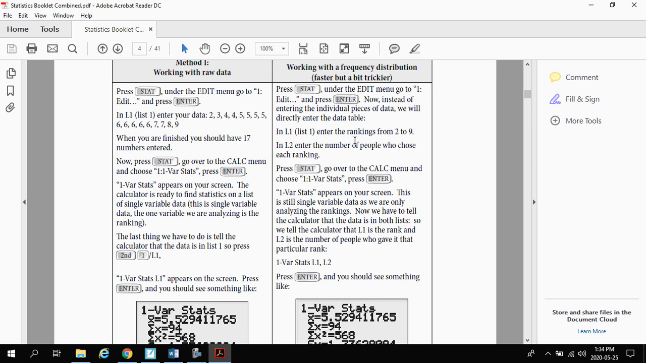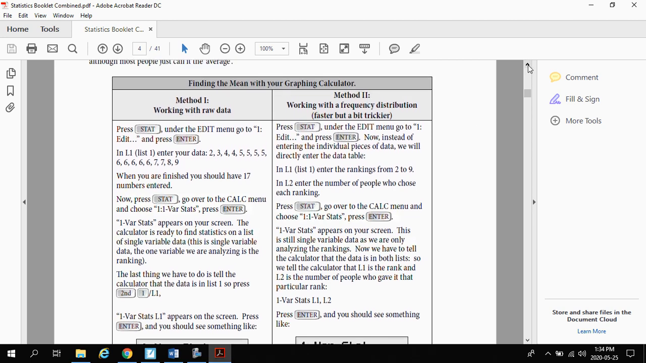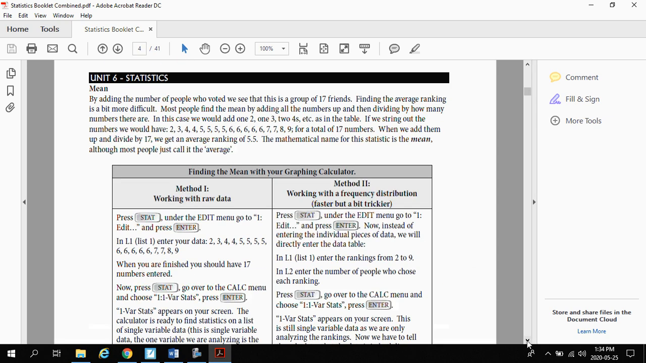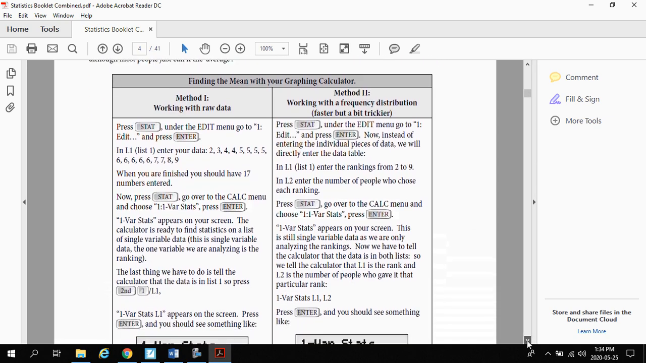So in L1, that's list 1, enter the rankings from 2 to 9. So you're going to put in 2, 3, 4, 5, 6, 7, 8, 9, and then you're going to scroll over to L2. And next to the 2, you're going to put in a 1. That's saying a ranking of 2 was given by one person. A ranking of 3 was given by one person. A ranking of 4 was given by 2 people. So you're going to have a 2-column chart that should match up with this table pretty well, entering them all into L1 and L2.